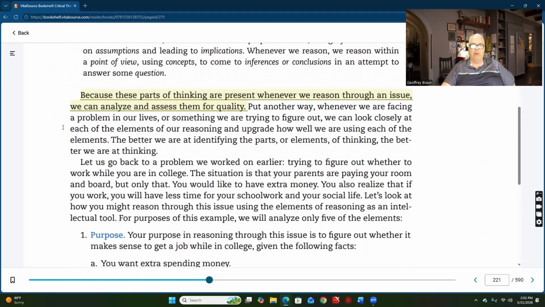Put another way, whenever we are facing a problem in our lives or something we are trying to figure out, we can look closely at each of the elements of our reasoning and upgrade how well we are using each of the elements, right? So it's good to have this textbook, and I've mentioned numerous times that you should probably buy it. You can get it online relatively inexpensively.